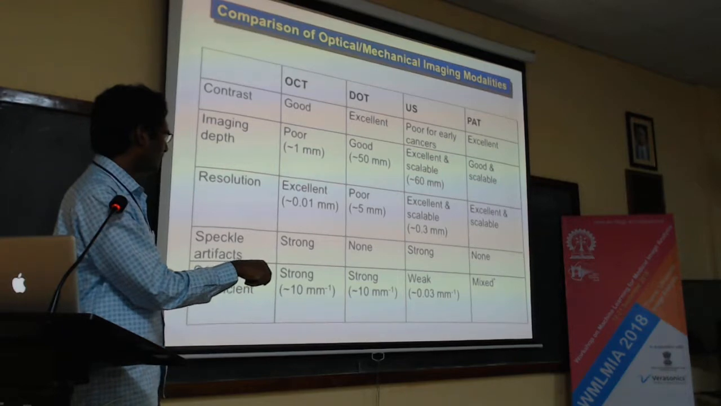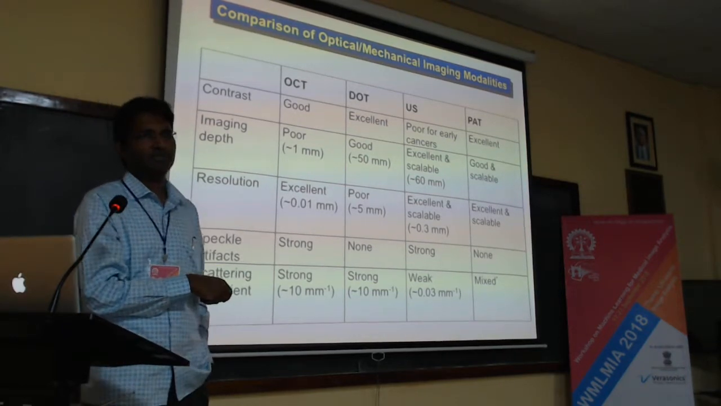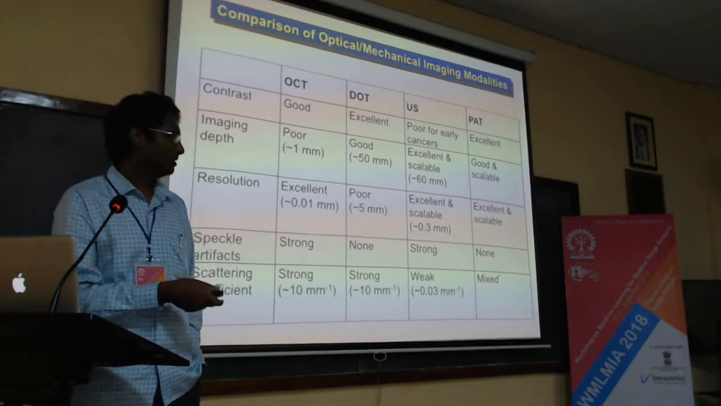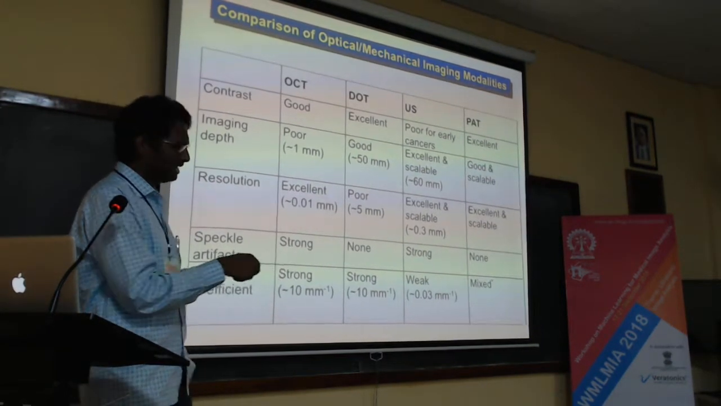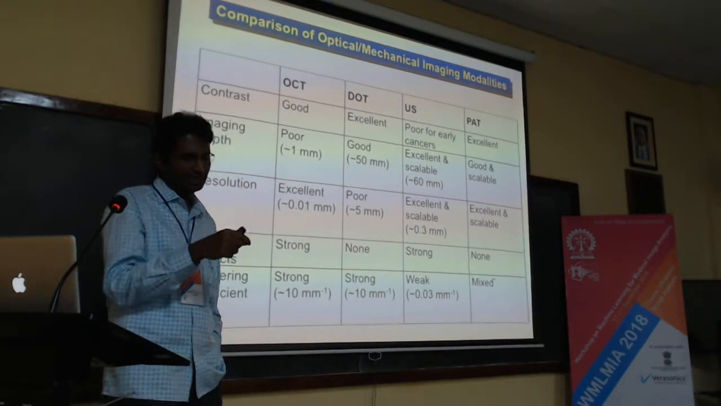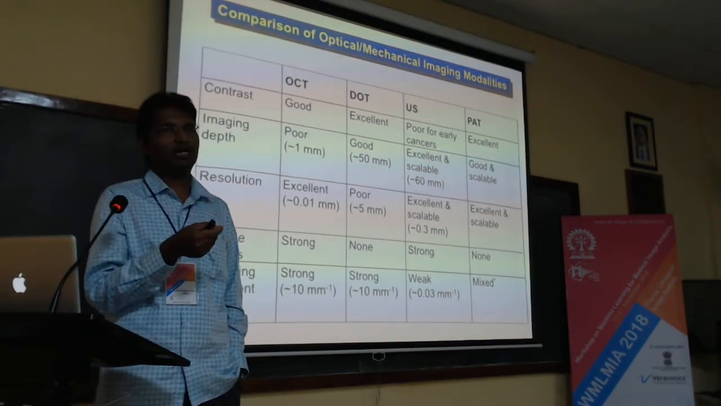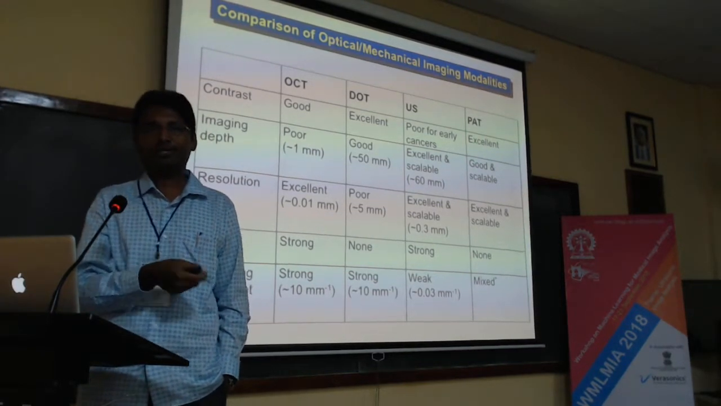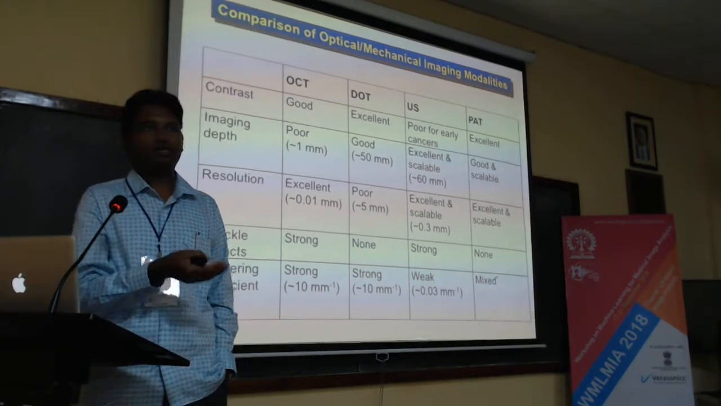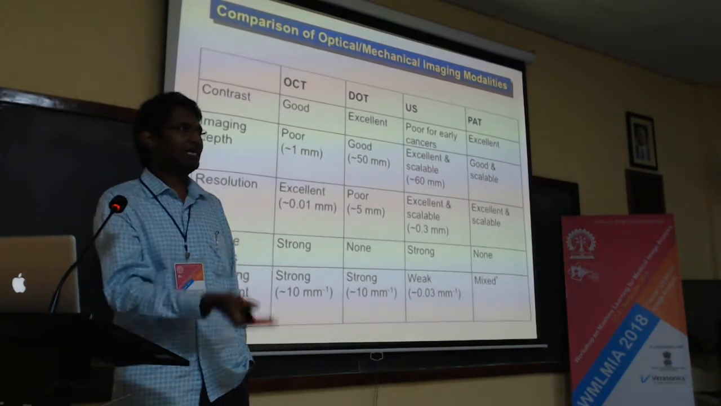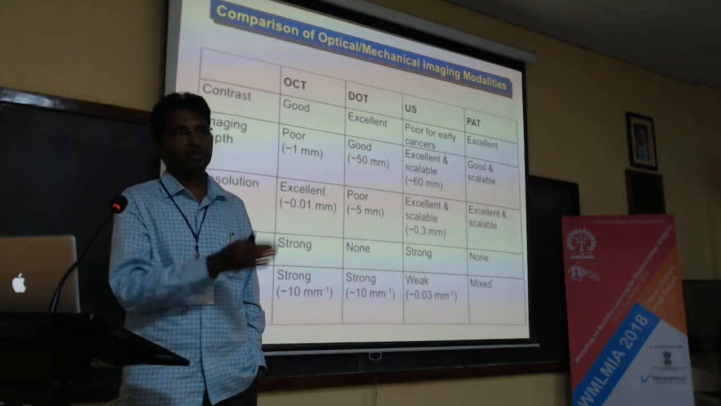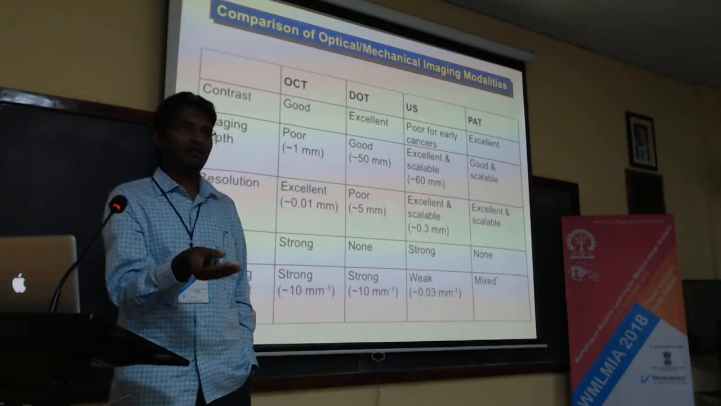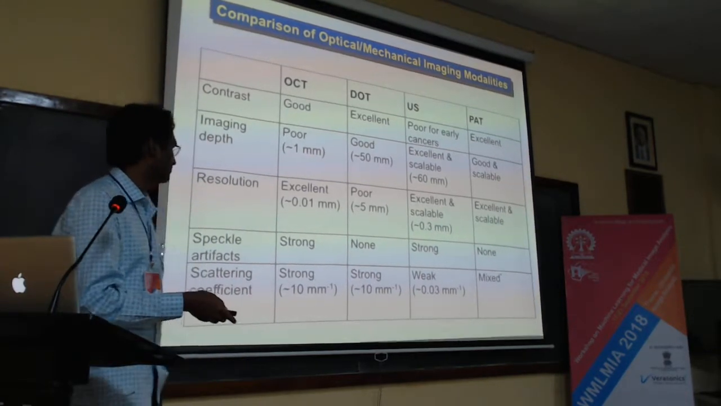And the one thing which PAD doesn't have is what is called speckle. That means the interpretation of these images is going to be relatively easy for anybody to look at. Again, the scattering coefficient is mixed, because your generation mechanism still depends on a laser source. So there is going to be scattering, because the light itself scatters quite a bit. That means at different depths you are going to have a different scattering coefficient. At relatively lower depths you may not have so much scattering, but at higher depths you are going to have a lot more scattering.